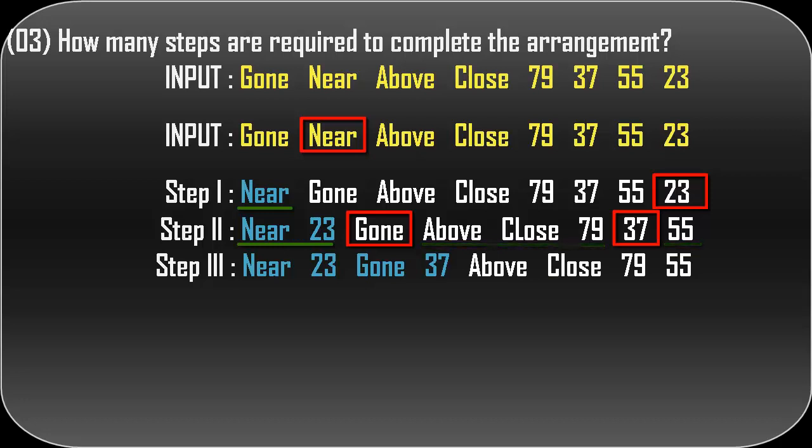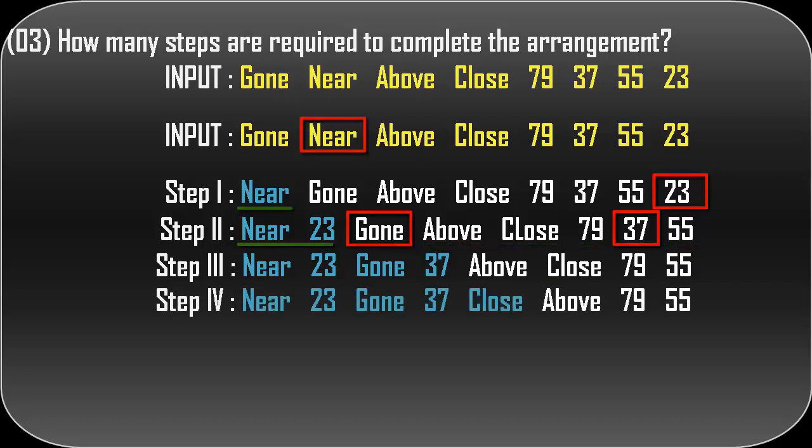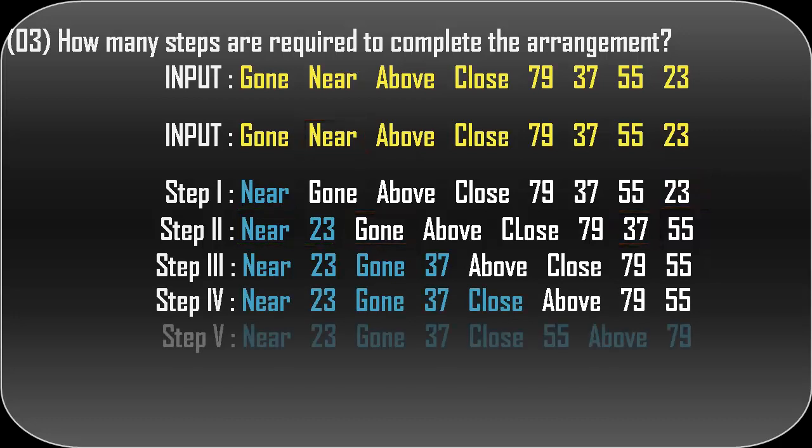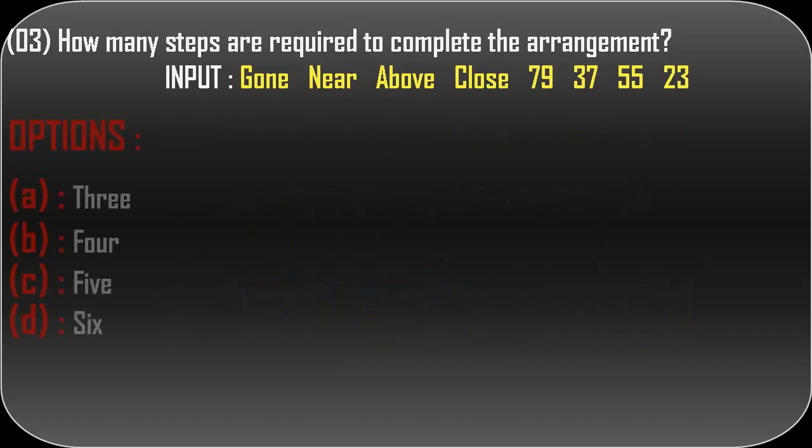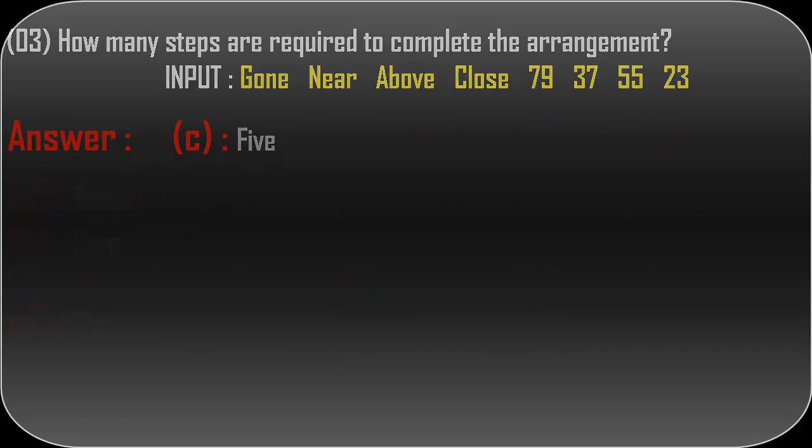So if we go through the same pattern, we can easily find step 4 and step 5, which will be the last step. So we can see that 5 steps are required to complete the arrangement. So C, 5, is the correct answer.